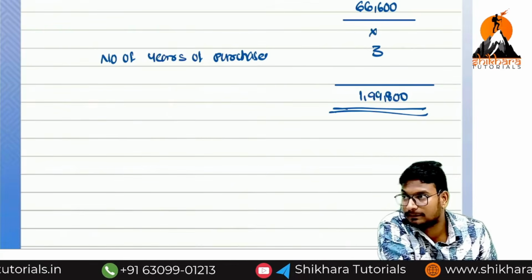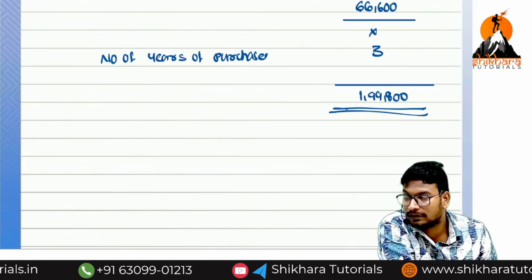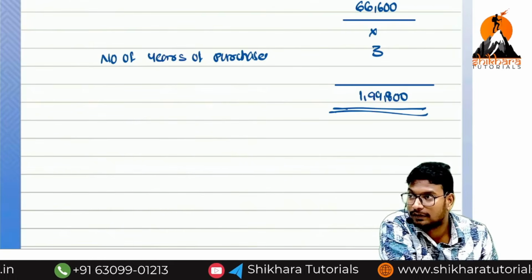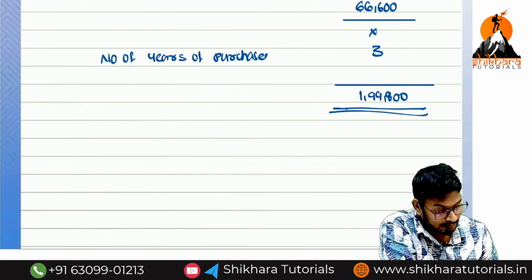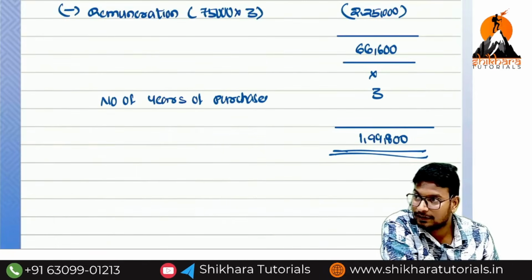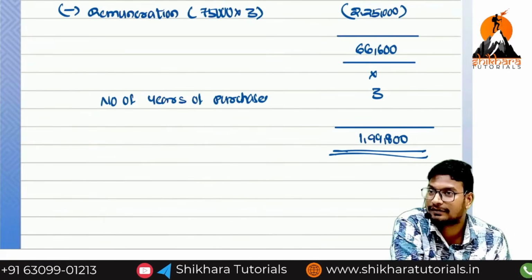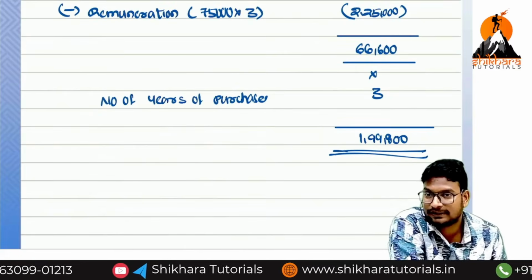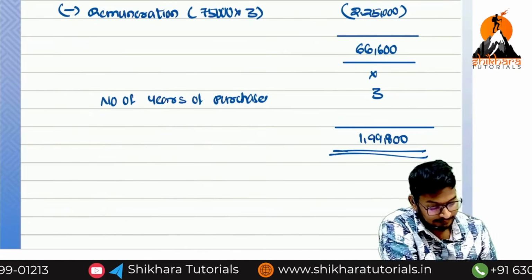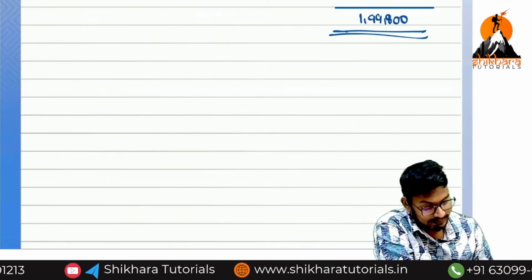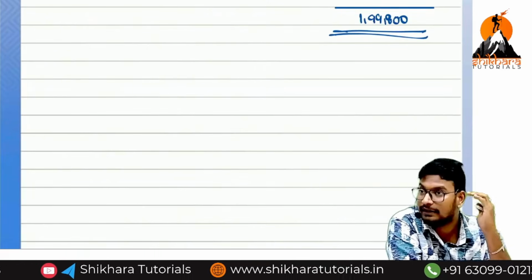Okay? Now, into the number of years of purchase. What we need to do? Multiply. Okay? So next we need to check the gaining ratio.